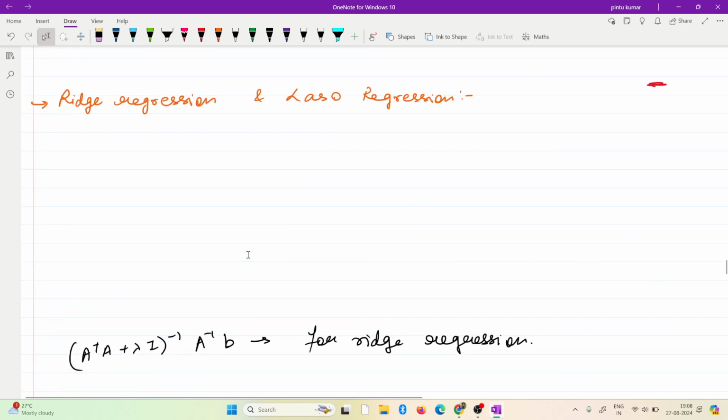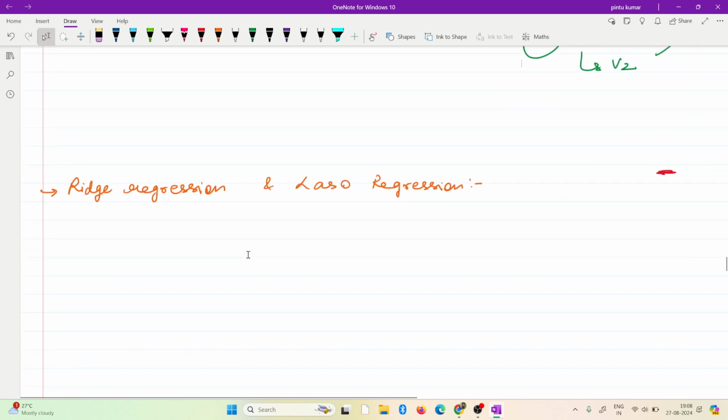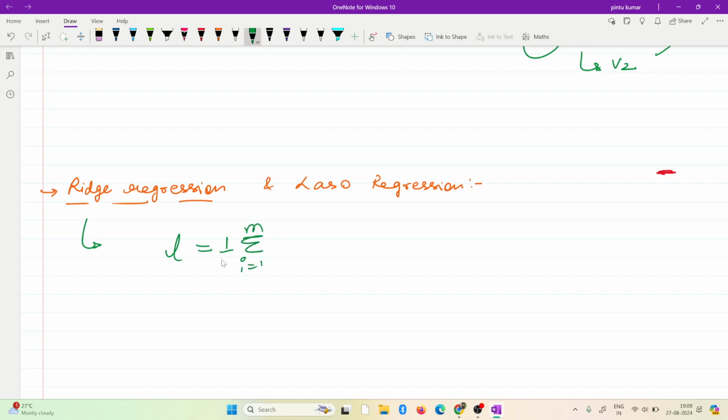I have some more content on regularization. Whatever regularization we have talked about till now is known as ridge regression. So if you have your loss, something like summation i equal to 1 to m, 1 by m, f of x i minus y i square, plus you take the norm square of your w, this form of regression is called ridge regression. It's just its name.